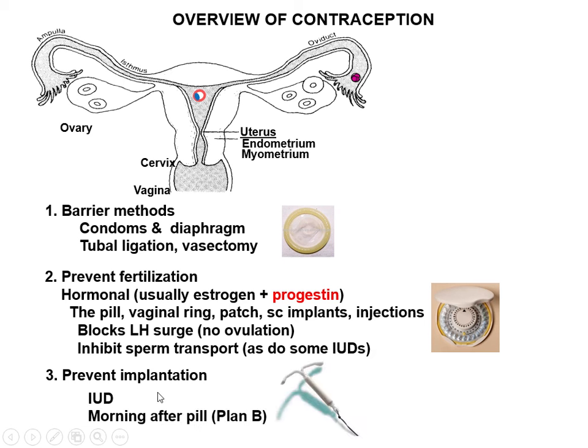For preventing implantation, there are two mechanisms. There's the classic IUD, or intrauterine device, and this is thought to produce an inflammatory response in the endometrial lining that prevents implantation. The other is the morning after pill. And the morning after pill is basically a high dose of the estrogen and progesterone that's in the normal pill. And it's thought to work by a couple of mechanisms.